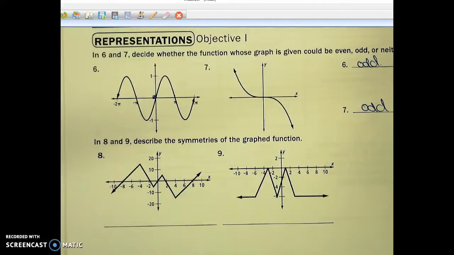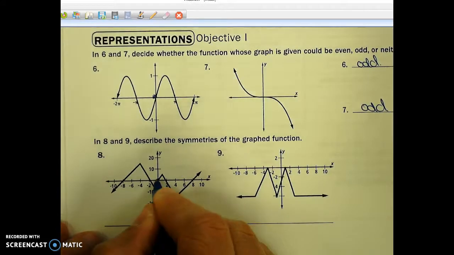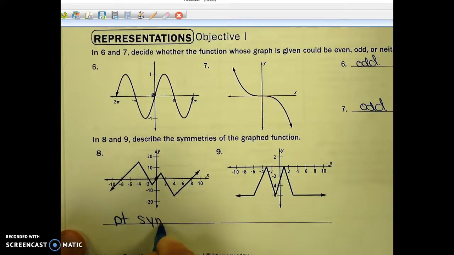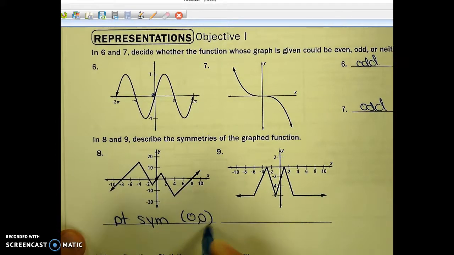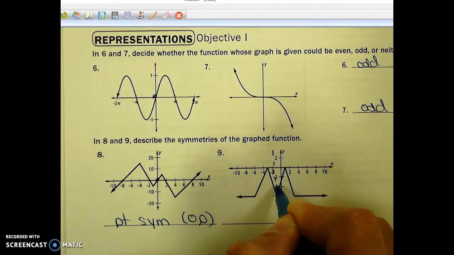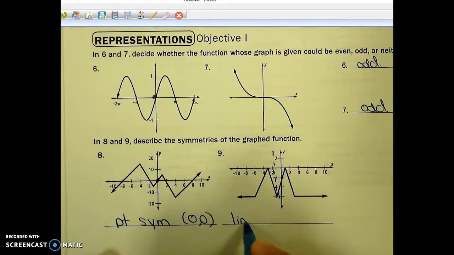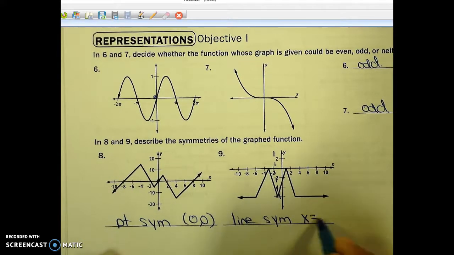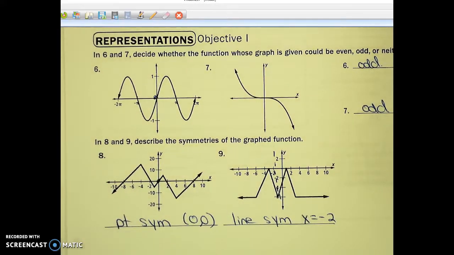Number 8, it wants us to describe symmetry. This one right here looks like it has point symmetry about the origin. And this one actually has line symmetry, and it's over here, which is x = approximately -2.